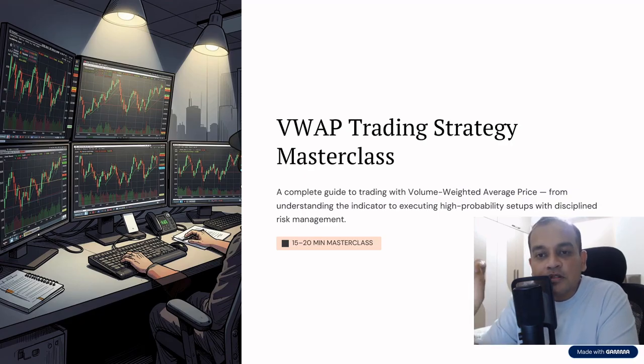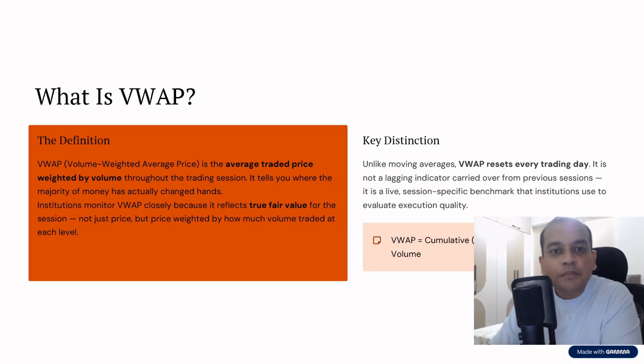So VWAP, as it says, is the volume weighted average price. What is VWAP? VWAP is an average traded price weighted by volume throughout the trading session. It tells you where the majority of the money has actually changed hands. Institutions usually monitor the VWAP and use it regularly, so this puts you ahead of the retail traders automatically. VWAP is an important tool even for institutional traders.